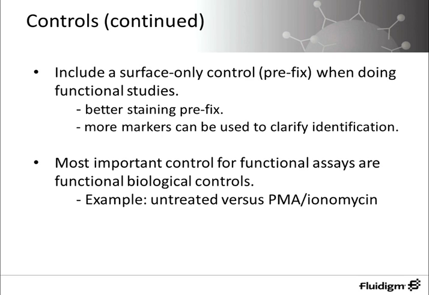Another possibility is that when you're doing functional studies that are going to require fixation, if you have a surface-only control where you do this pre-fixation, that can also be helpful. And always when you're doing functional studies, the most important control is your biological control. So, for instance, your unstimulated against your stimulated population.